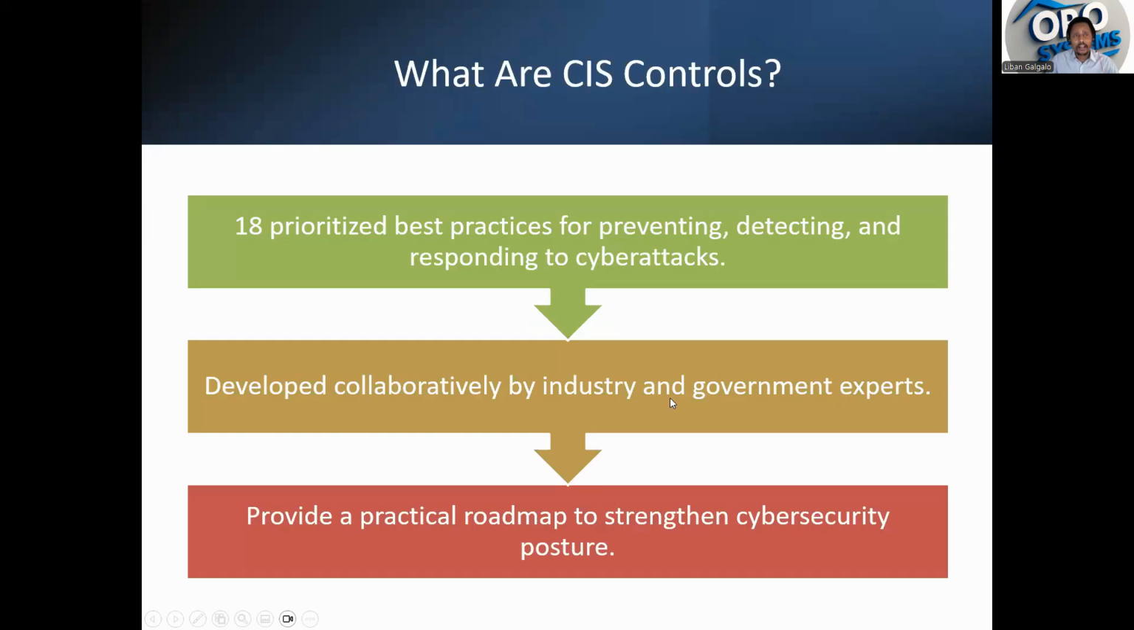So what are CIS controls? As we already saw, CIS stands for the Center for Internet Security. It has a total of 18 prioritized best practice controls for preventing, detecting, and responding to cybersecurity attacks. These were developed collaboratively by industry and government, because it's a very different sector. They came together as a volunteer or non-profit organization and developed that, which provides a practical roadmap to strengthen cybersecurity posture.